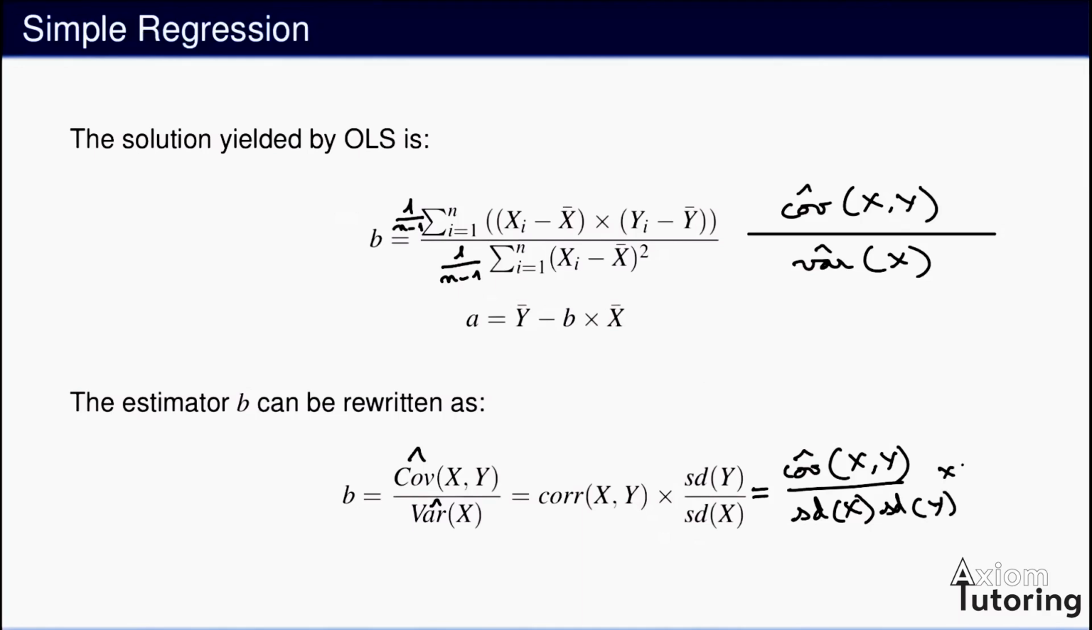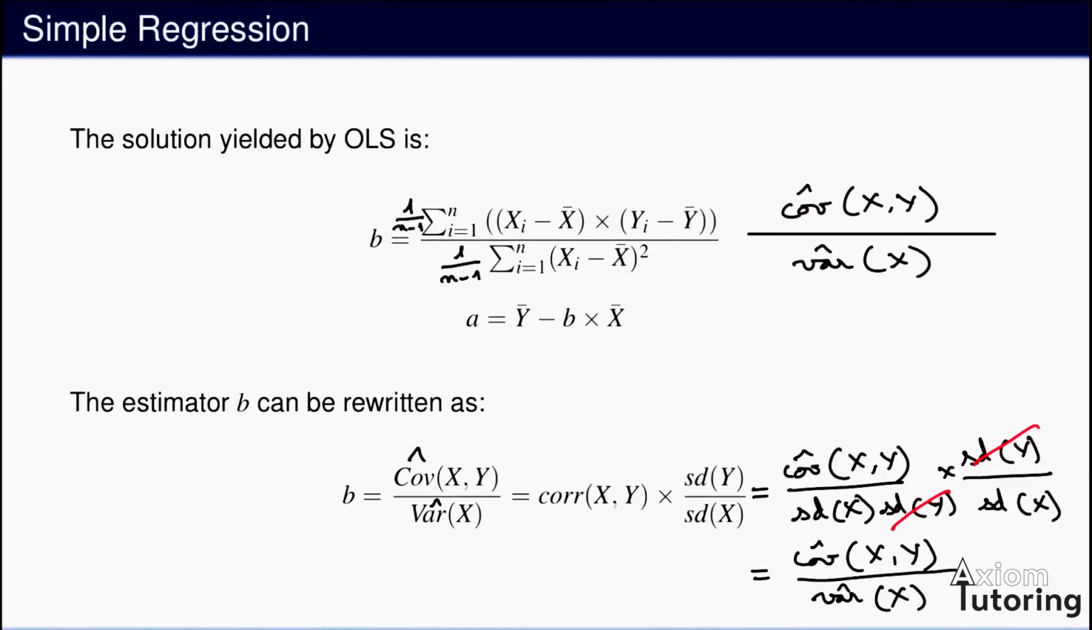So if I do times standard deviation of y over standard deviation of x, I can see that different terms cancel out. In particular, the standard deviation of y cancels out with the standard deviation of y in the denominator, and the standard deviation of x times the standard deviation of x is just the square of the standard deviation, which is equal to the variance of x. So I get back my formula, which is the covariance between x and y divided by the sample variance of x, which is what I had for my estimator B.